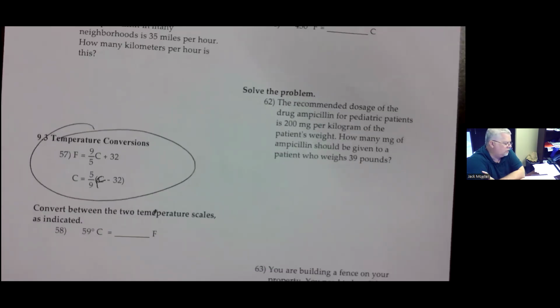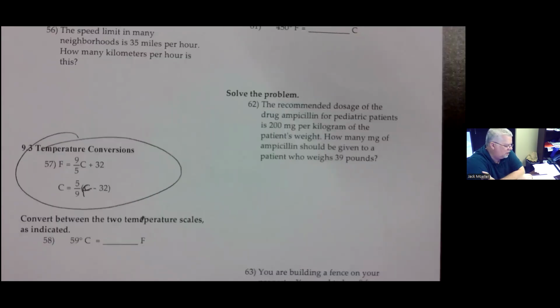I actually don't know if MATLAB gets this complicated, but I do want to go through this because it's a real world problem. So the recommended dosage of the drug ampicillin for pediatric patients is 200 milligrams per kilogram of the patient's weight. How many milligrams of ampicillin should be given to a patient who weighs 39 pounds?